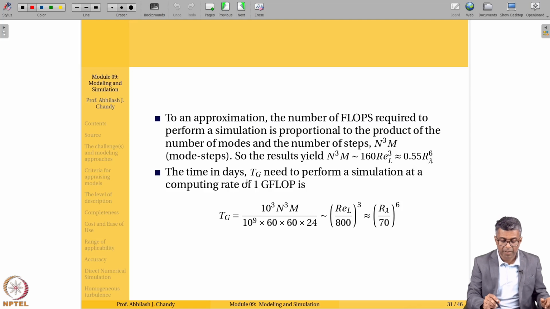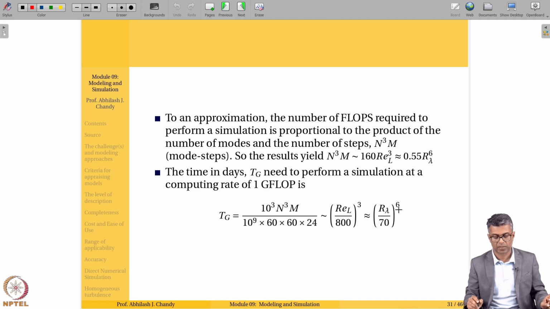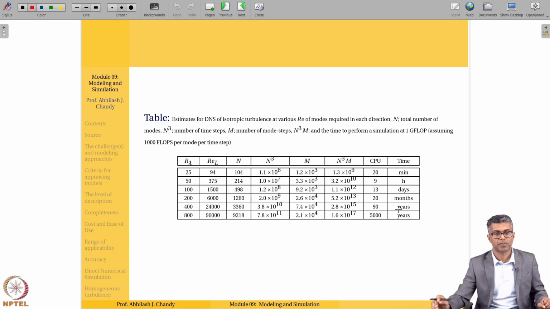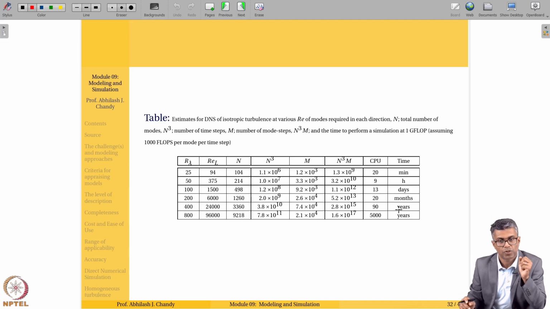So the time in days required to perform a simulation at a computing rate of 1 gigaflop is N cube M divided by 10 to the 9, 60 times 60 times 24, isn't it? So that would be REL over 100 to the cube, or R lambda over 70 to the 6th. So this would be the time in days needed to perform a simulation at a computing rate of 1 gigaflop. And then that means this is what your estimate is. So you can look at a table here. This is on a gigaflop machine.